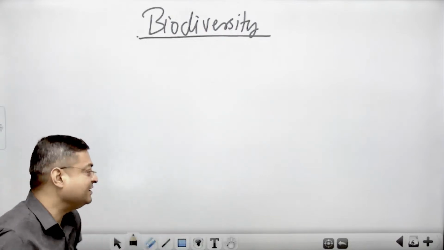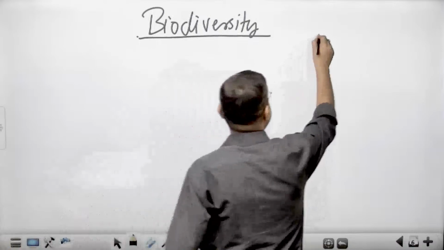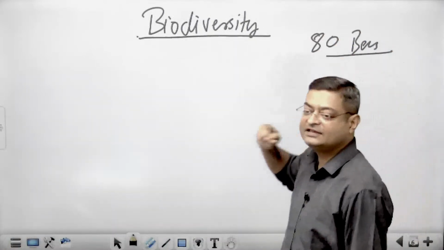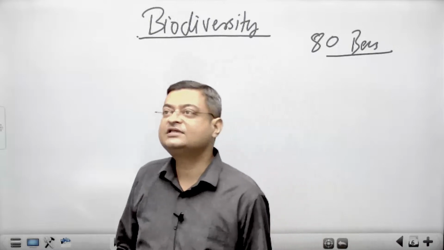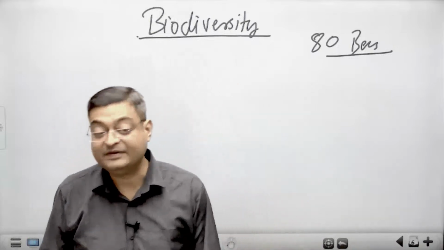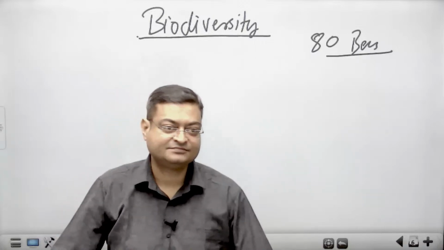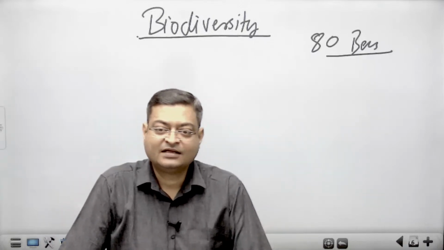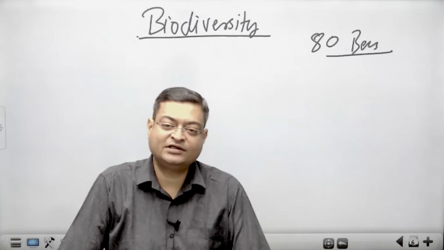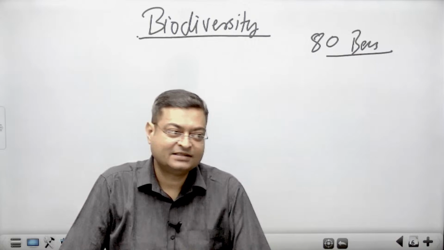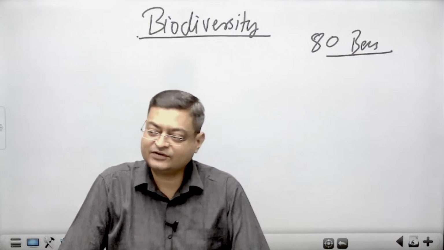See, approximately 80% of bees are on the verge of extinction. So suppose in biodiversity, if bees are going to go extinct, what impact is it going to have? It is going to affect pollination, and if there is no pollination, what will you eat? Okay? So ultimately it is going to have an impact on us.